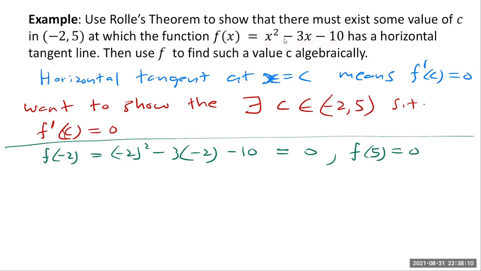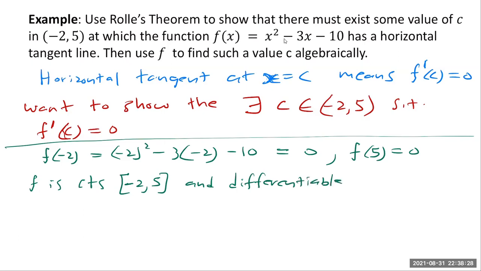So we have the fact that f is continuous on the closed interval -2, 5 and differentiable on the open interval -2, 5. Of course, it's differentiable everywhere, but for Rolle's theorem, this is all I need. So I can apply Rolle's theorem.